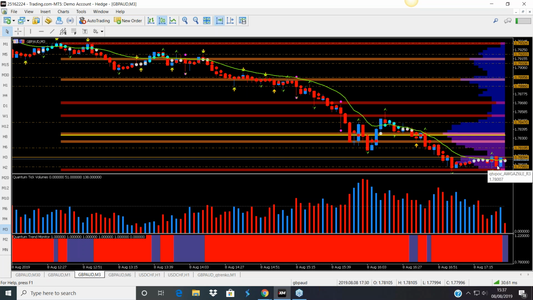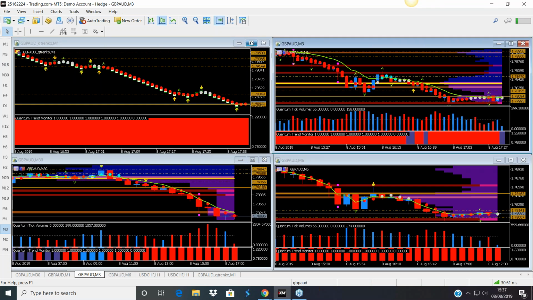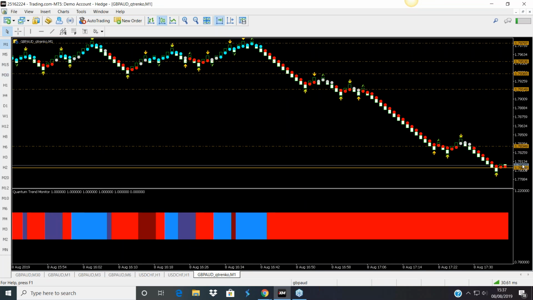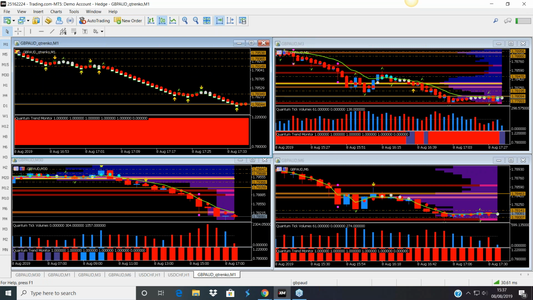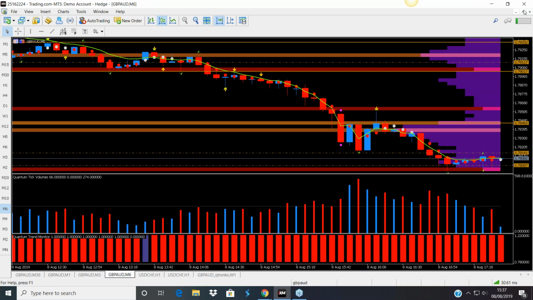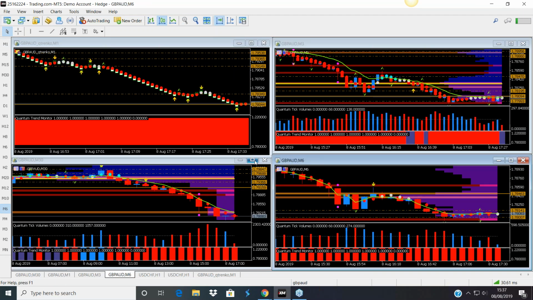Now we're once again back into a congestion phase. Let's have a look. How does that equate to what we see on the Renko? The Renko's picking up the congestion phase as well. I've got the 6-minute here. That's also in congestion. And let's have a look at the 30-minute.